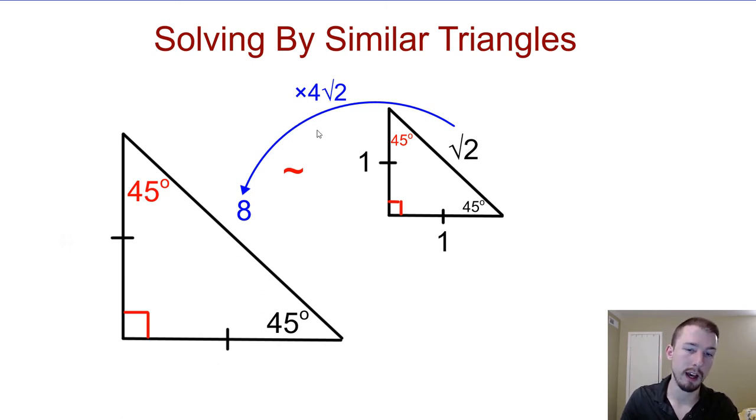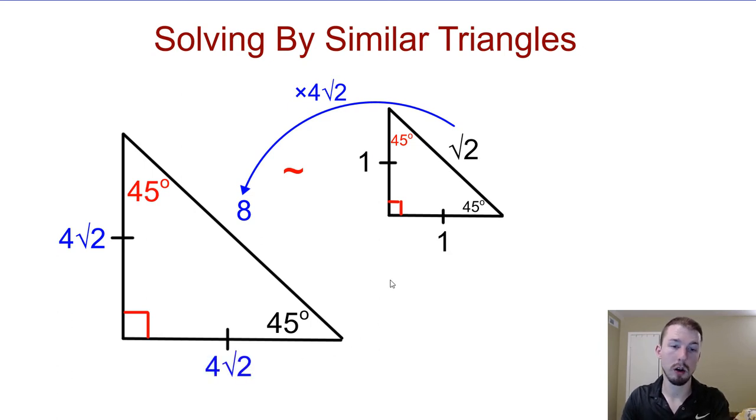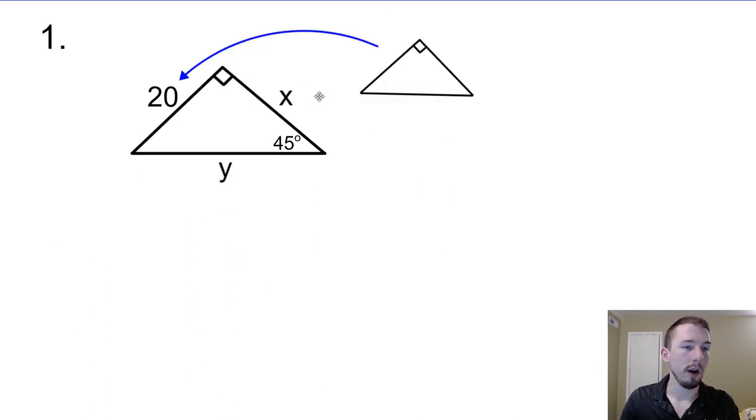Now that I know my scale factor, I can multiply the 1's times 4 rad 2, which is going to be 4 rad 2. This one times 4 rad 2 is 4 rad 2 as well. So this is pretty much the hardest I could make the problems here. Whenever we go from a radical to a regular number, just remember we multiply by the radical to get it to a regular number and then whatever is remaining.